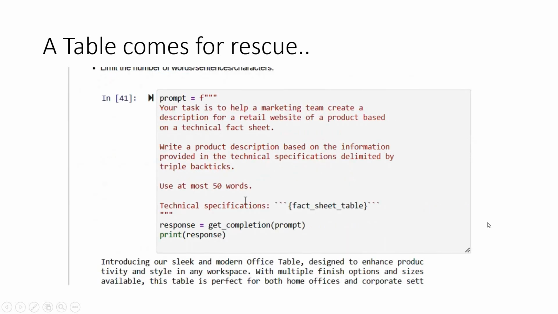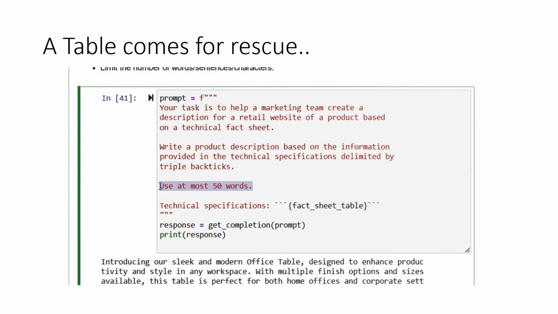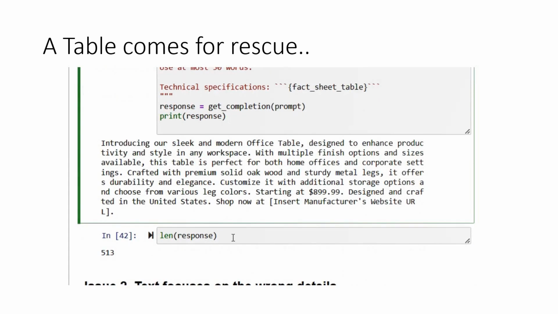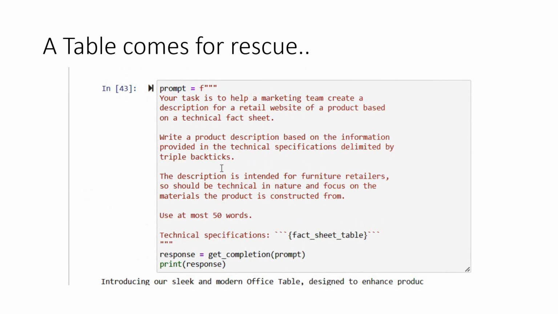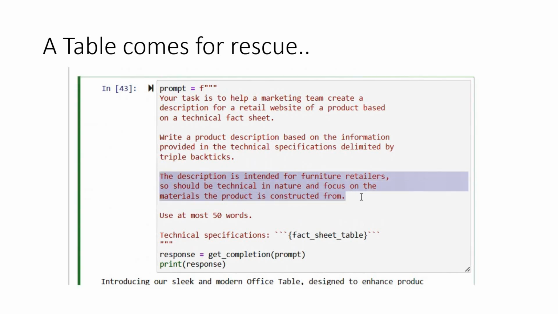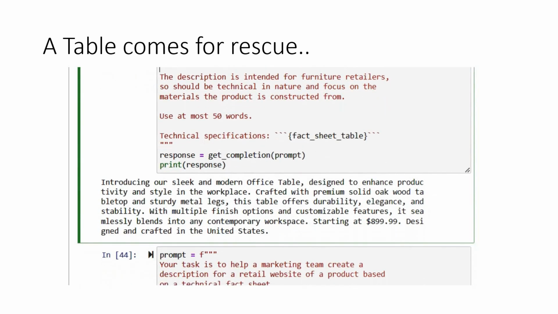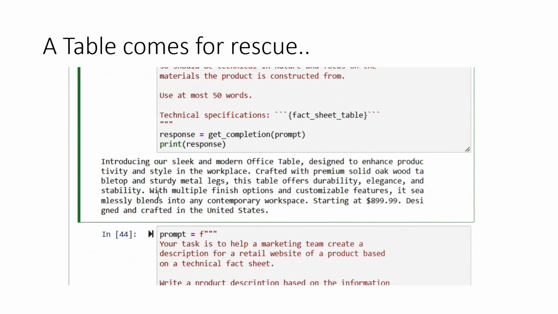Now I'm going to add one line, use at most 50 words. That's all. In my prompt, I have given an intimation that use at most 50 words. So once you do that, you get a response which is perfect, and it will get you a reply as you wanted, 50 words, and it is concise. Now what are we going to do? We are going to add more details there in the prompt. The description is intended for furniture retailers, so should be technically focused in nature and focus on the materials the product is constructed in. So I'm giving more insights there, and I get reply accordingly.